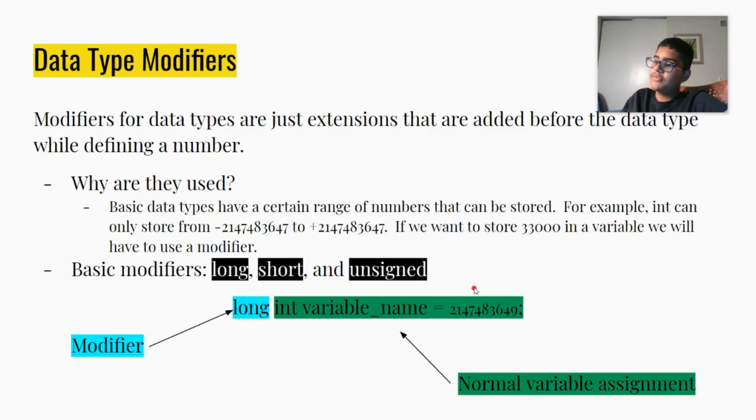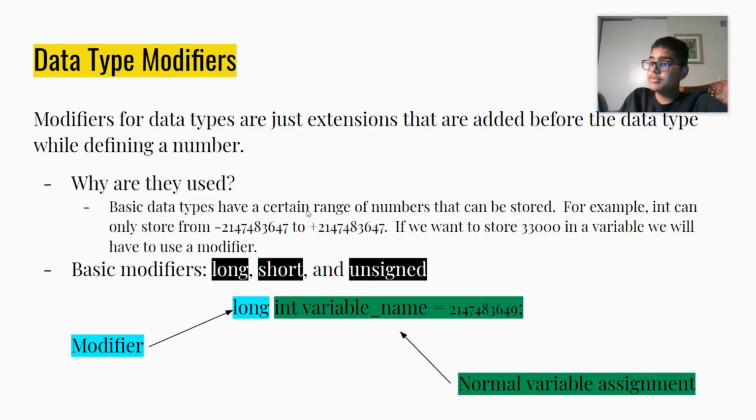A data type modifier is just used to extend the availability of data types. For example, when we use int, our value has to be less than 2147483647, but greater than -2147483647. Instead, we can put long before the int, which is used to extend our domain by a lot. So now we can peacefully store the number 2147483649 without getting an error.